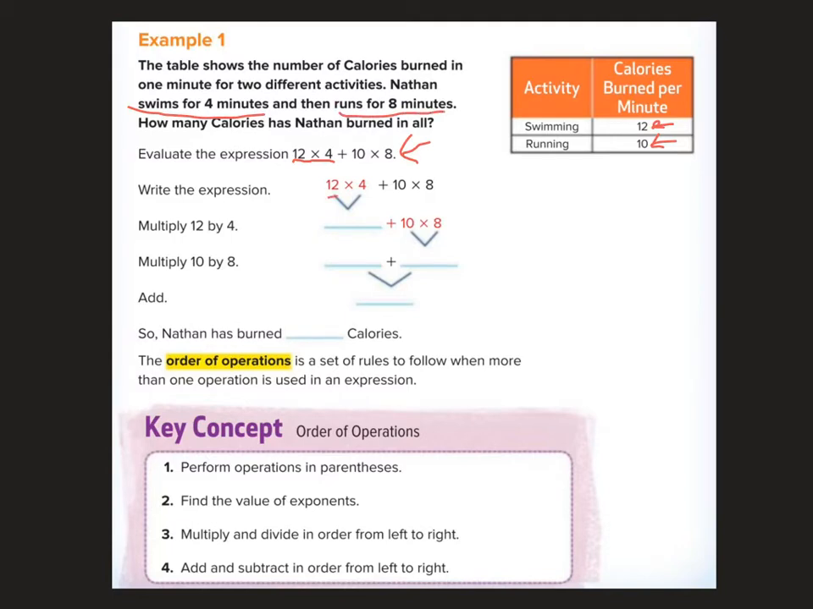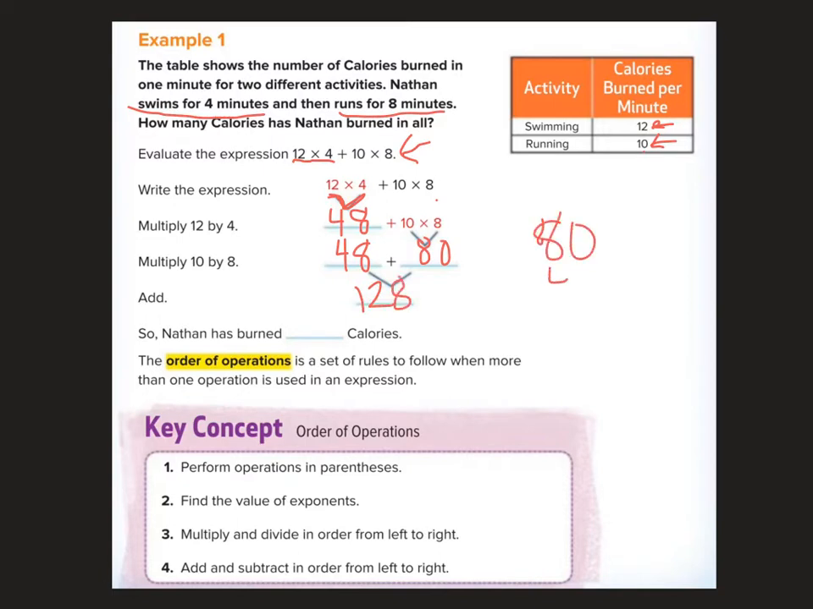So if I write my expression out, I'm going to first do multiplying from left to right, so I have to do 12 times 4 is 48. Bring down my plus, bring down my 10 times 8. Multiply 8 times 10 and I'd get 80 plus 48. 80 and 48 is 128.